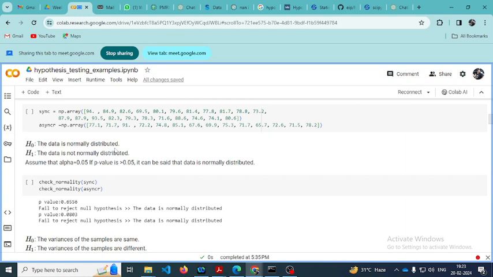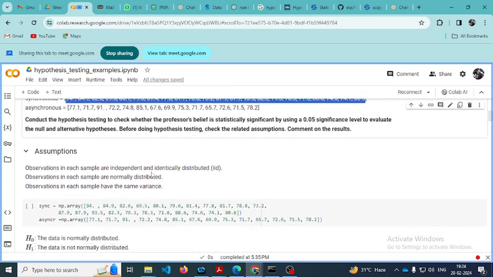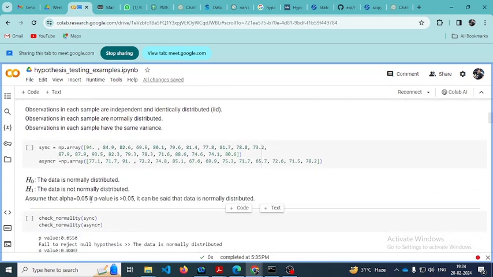This is the null hypothesis. Initially, we are going to assume that the data is normally distributed. This is my first hypothesis: whatever data they have given in synchronous and asynchronous is normally distributed. Of course, if the null hypothesis assumes normally distributed data, the alternative hypothesis is the reverse, the opposite of this one. In the problem statement itself, they have given the alpha value. You can consider that the level of significance is 0.05.